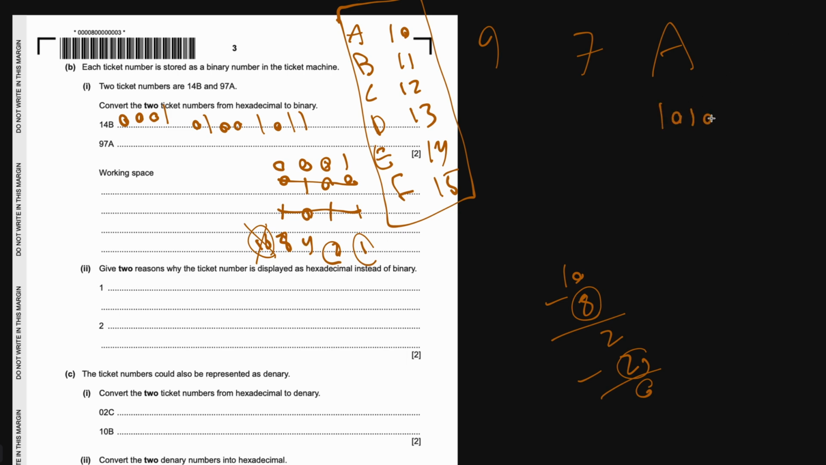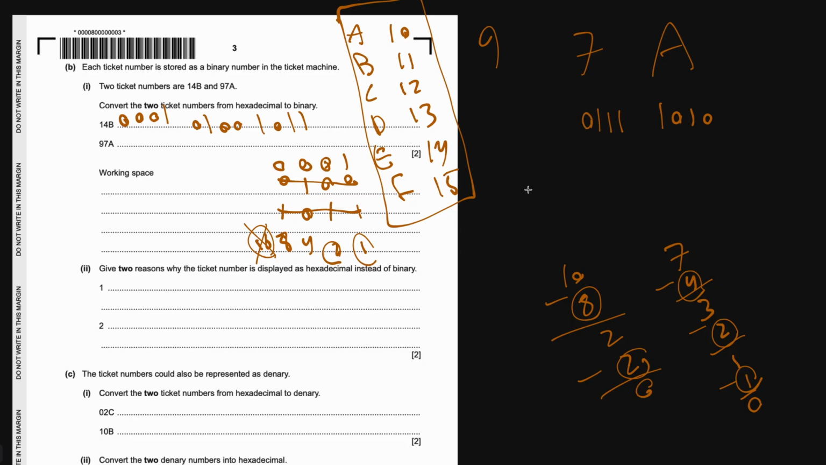1, 0, 1, 0. So for the 7, we cannot subtract 8 from the 7. It will be a negative number. So 7 minus 4, we'll get 3, minus 2, we'll get 1, minus 1, we'll get 0. We use the 4, the 2, and the 1. So 1, 1, 1, 0, right?